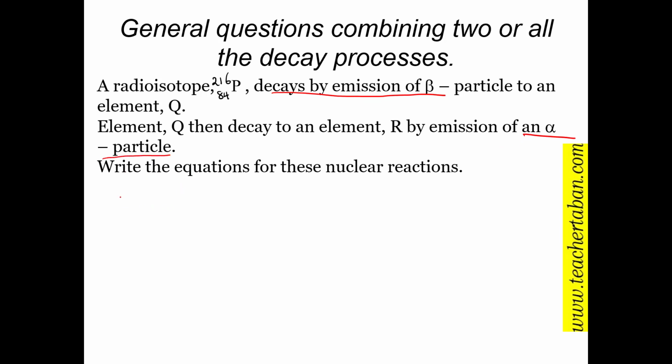So the first thing is that we have to write our 216 84 P. This one decays to another atom, which is a Q, and then plus a beta particle, in other words, an electron, and then plus the energy. So we have to find out what is there and then what is there.